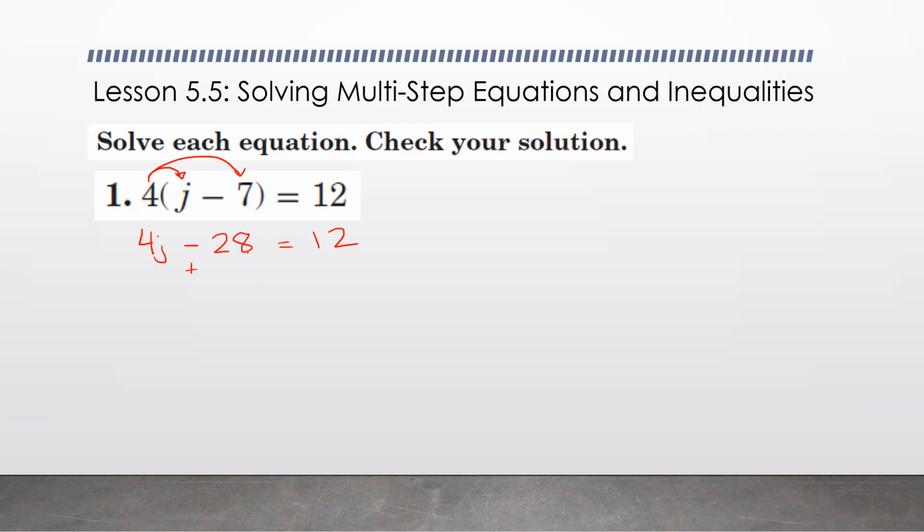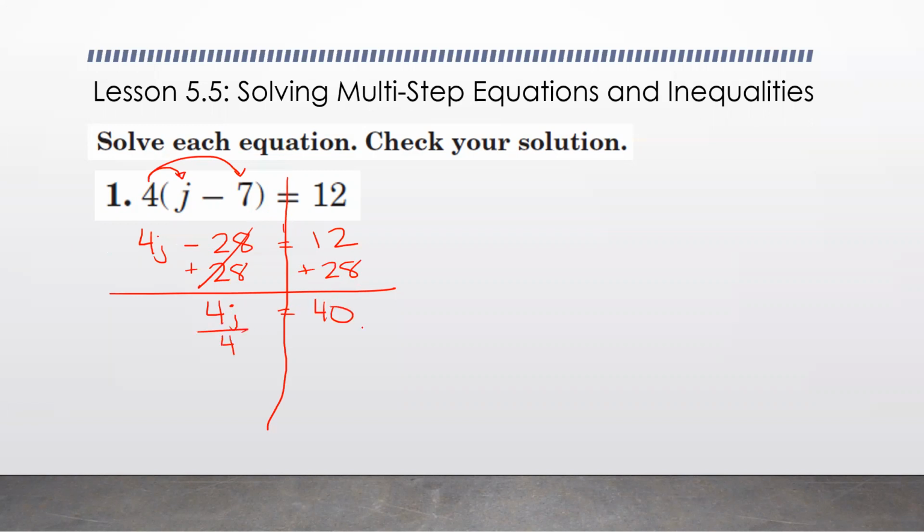So it says minus 28, so I do the inverse. I'm going to add 28 to both sides. Remember, I got to keep my equation balanced, okay? So that equal sign is kind of like a line, a wall there. Whatever you do to one side, you have to do to the other. So negative 28 plus 28, well, that's 0, so that's gone. But I still have 4j, and then 12 plus 28 is going to give me 40.